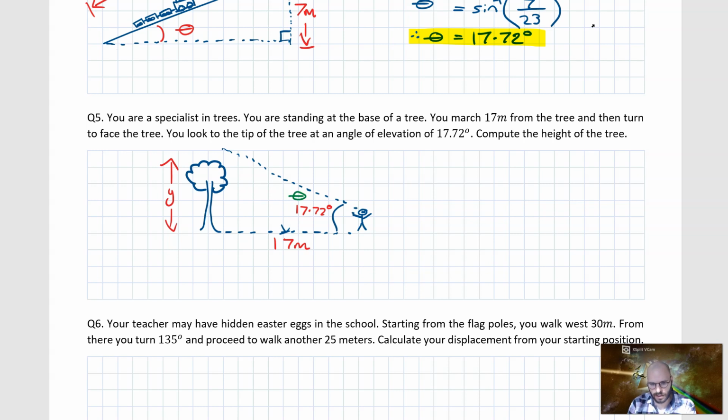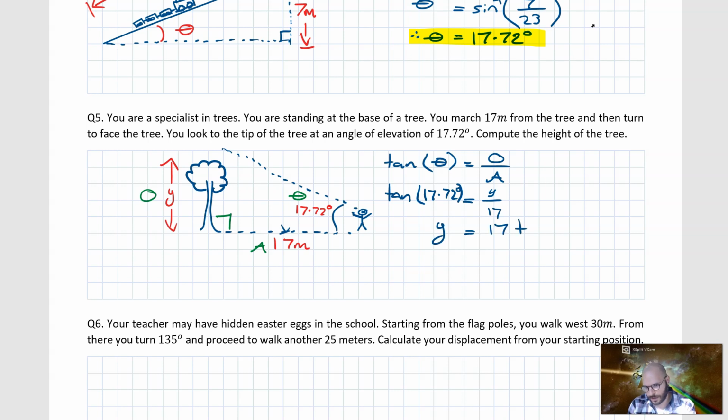So we have theta, we have the adjacent, so this would be a right angle here, and then we have the opposite. So we're going to use the tangent ratio. So tan theta is equal to the opposite over the adjacent. Plugging in the values, we get tan of 17.72 degrees. The opposite is y, and the adjacent is 17. Rearranging to solve for y, we get 17 tan 17.72.